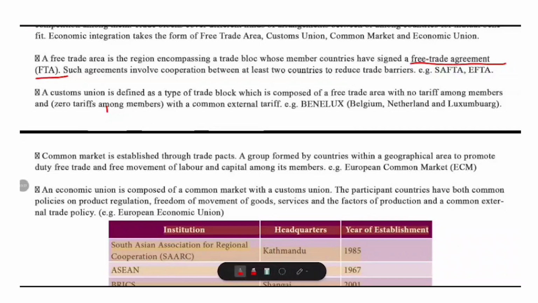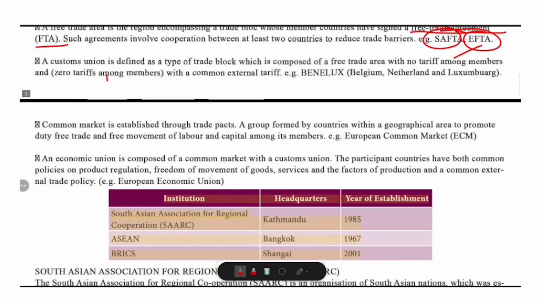Countries remove tariffs and quotas among themselves. Each country maintains its own trade policy towards non-members. For example, SAFTA and EFTA. SAFTA means South Asian Free Trade Area, EFTA means European Free Trade Association. So that's about Free Trade Agreement. The second one, Customs Union. It is like an FTA plus a common external tariff for non-members. So no internal tariff plus same tariff policy for outsiders. For example, Belgium, Netherlands and Luxembourg.